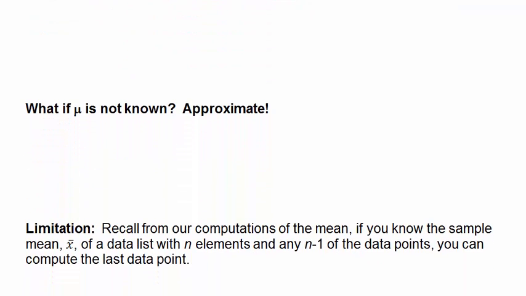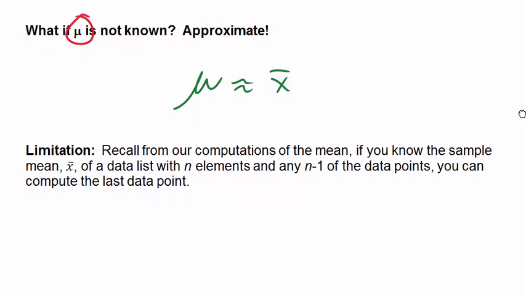So what would happen if you didn't know the population mean? Well, that's not bad. We could always just approximate that. Whenever we don't know the population mean, we just took a sample and found the arithmetic mean of that. We had a sample mean. So those two things are really, really close to each other, but they're not exactly the same measure.